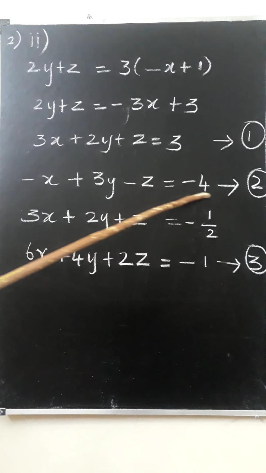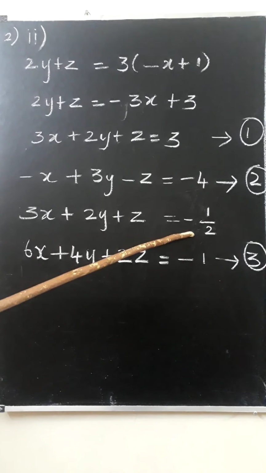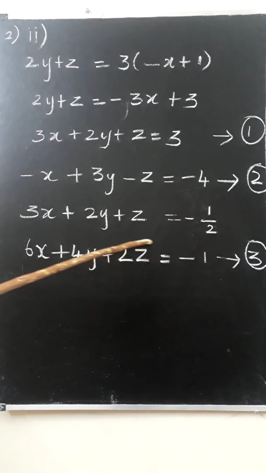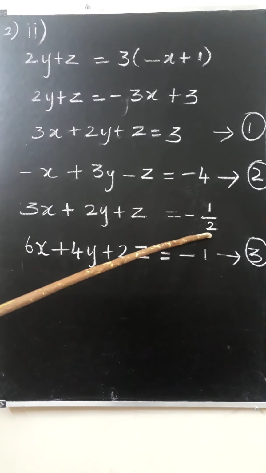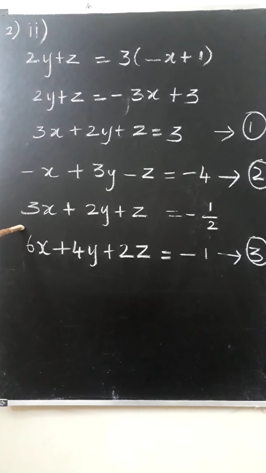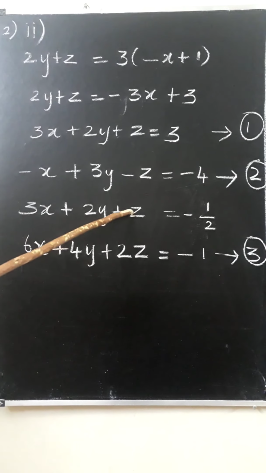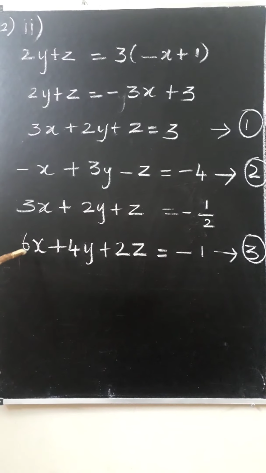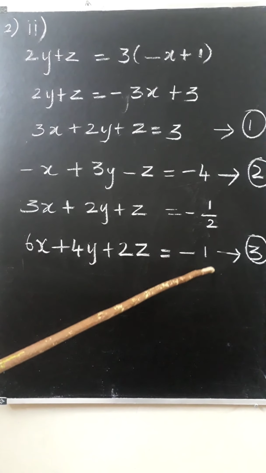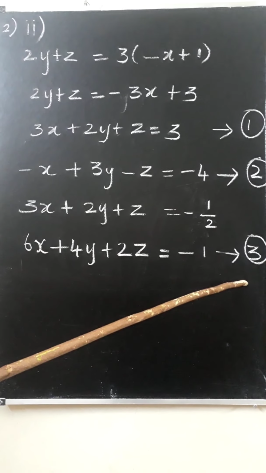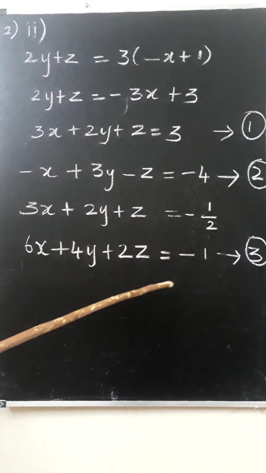Keep it in mind, here the constant is in the form of a fraction. So take the denominator to the LHS. On the RHS it is in the division form; it comes here as multiplication. Multiply all these three terms by 2. So it becomes 6x plus 4y plus 2z is equal to minus 1, the third equation. So now we have derived the three equations.